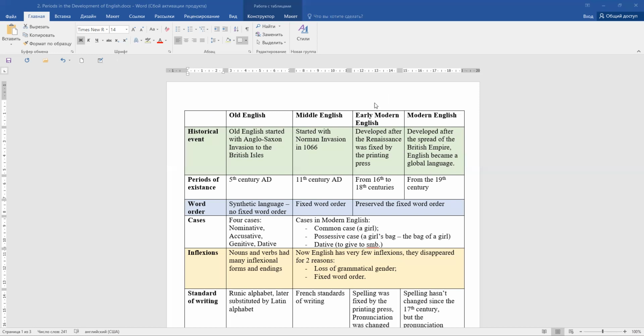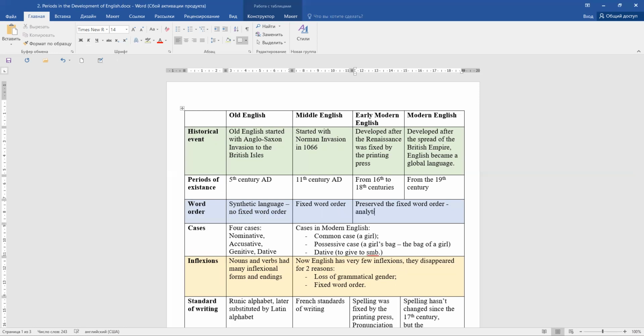So all these periods of the English language differed by, first of all, the type of language or the word order. Old English was a synthetic language with no fixed word order. In Middle English, word order became fixed, and Modern English is a language with fixed word order, or it's an analytical language.